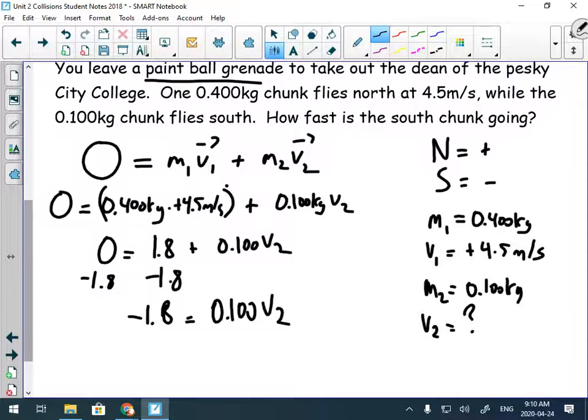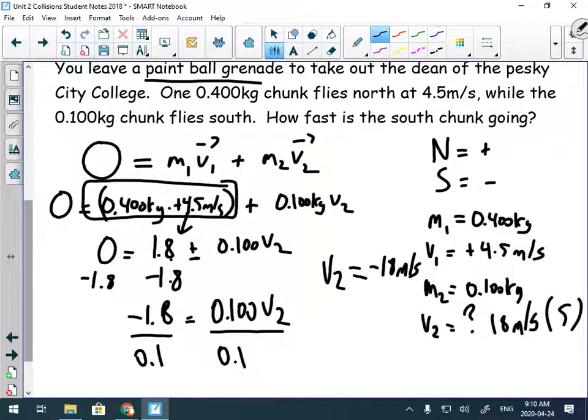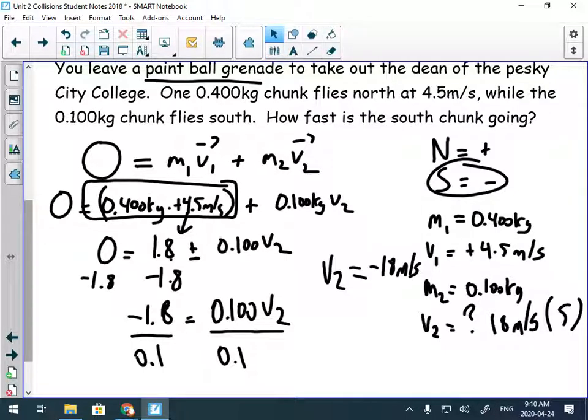So by multiplying these two together, I get 1.8. And then because we are adding these, I have to subtract. And when you subtract from 0, you get a negative value. Now to get V2 by itself, I'm going to divide both sides by 0.1. So the speed of the second chunk of the explosion is negative, because 1.8 divided by 0.1 is negative 18 meters per second. Now, you could just say 18 meters per second south. You don't need the negative, but we did say that south is negative. All right, so that's just a quick couple examples of collisions for review.